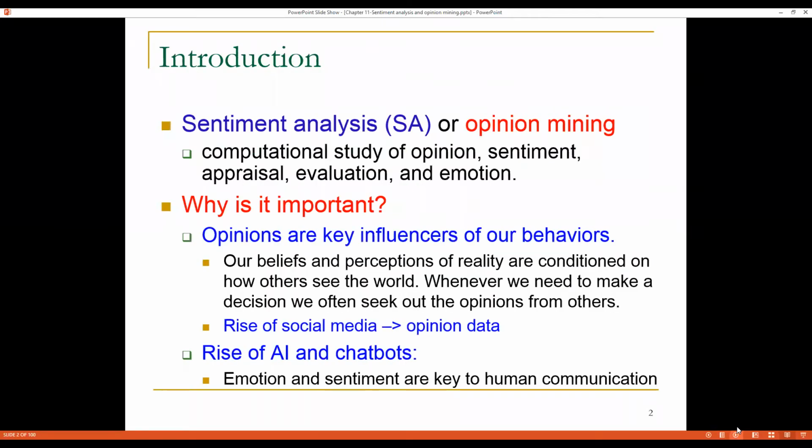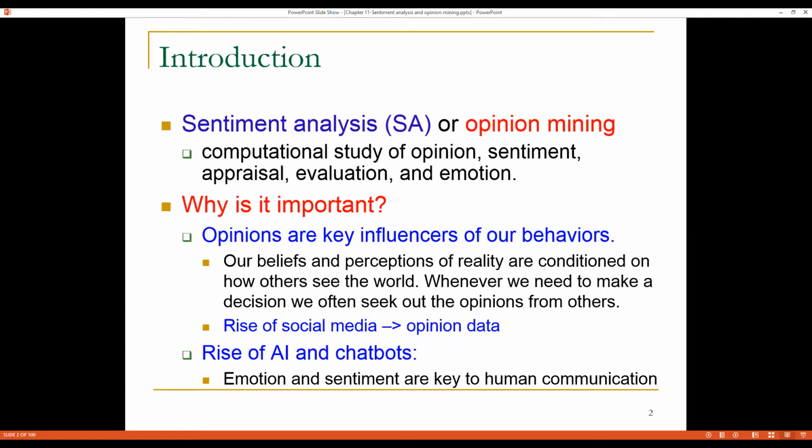So, introduction: sentiment analysis or opinion mining is a computational study of opinion, sentiment, appraisal, evaluation, and emotion. So why is it important?